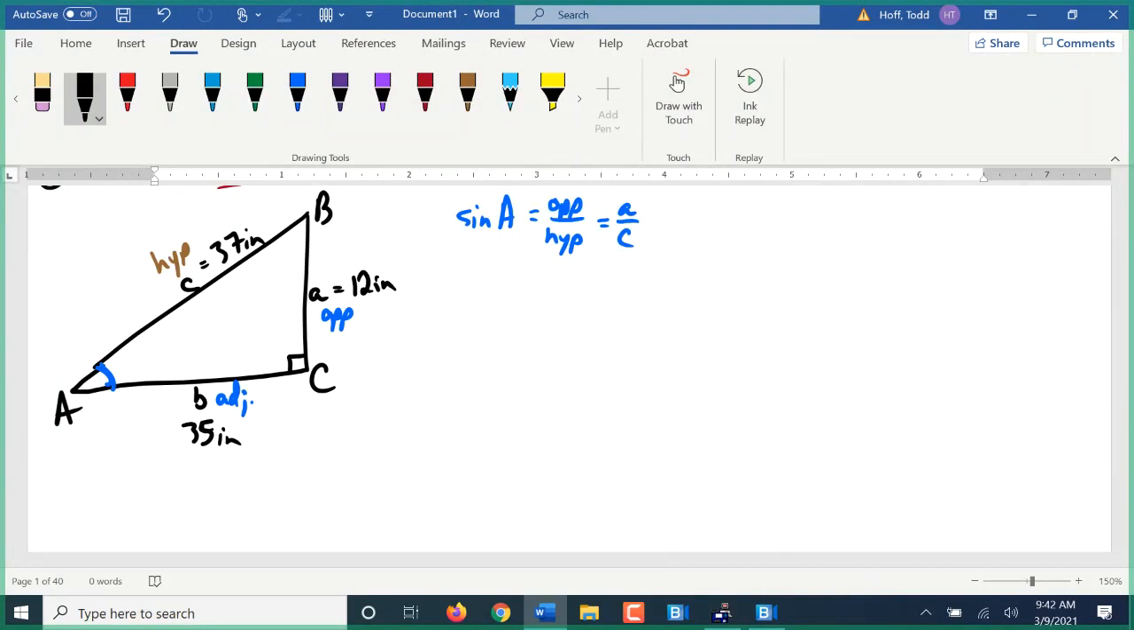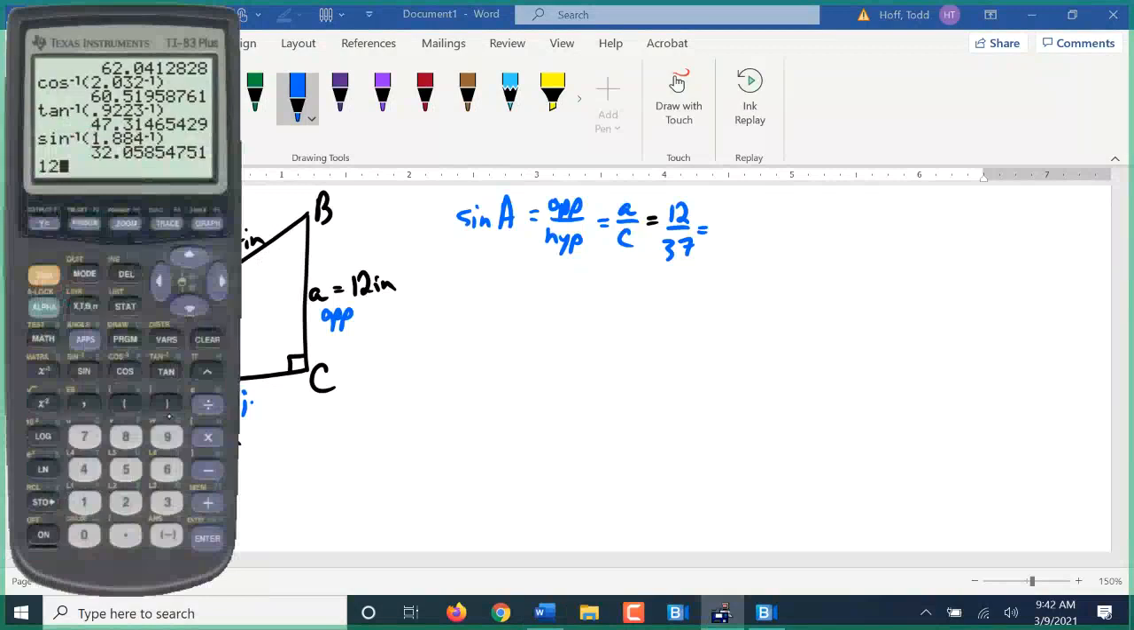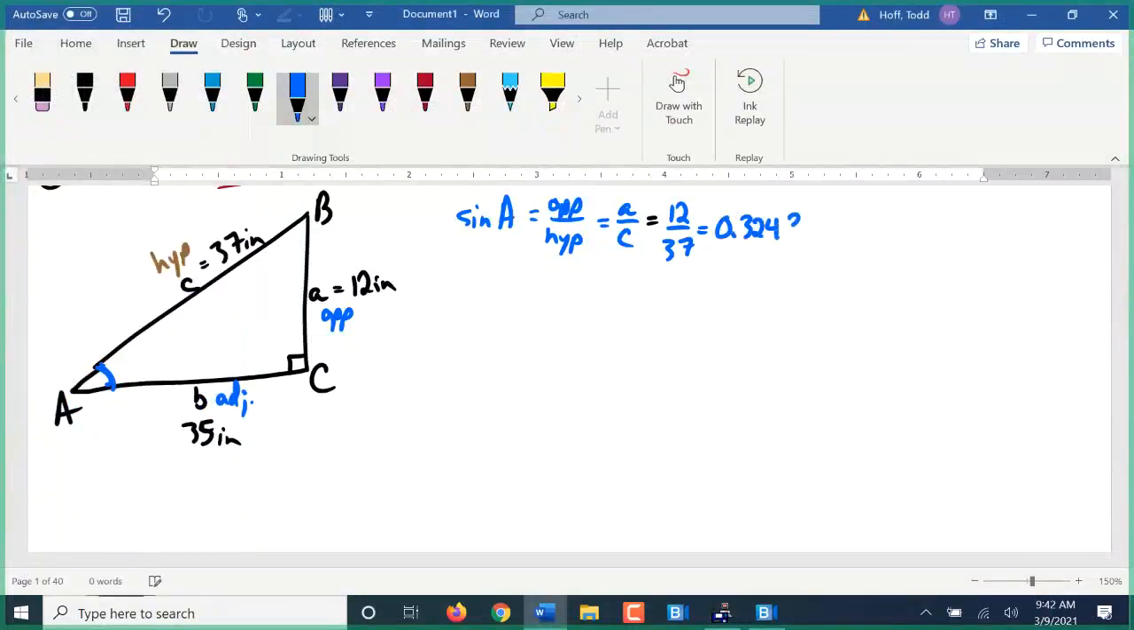I believe that'll work out. So anyway, that would mean that sine of A is opposite of 12 over the hypotenuse of 37. We'll divide that out. 12 divided by 37 is 0.3243. That's the value of the sine of angle A. Even though we don't know the angle, we don't know the degrees, we could find the sine by using the ratio of the sides in that right triangle.